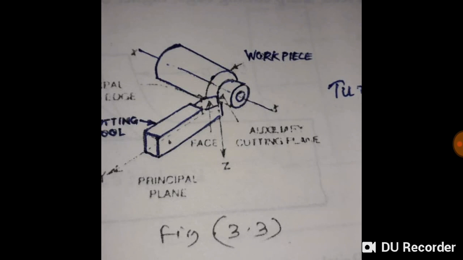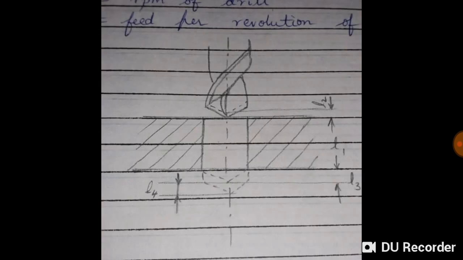So the workpiece is rotating. In drilling, as you can see, this is the drill bit and this is the workpiece, and the drill is passing through the workpiece and it is going beyond the workpiece, so that the full complete hole is formed.